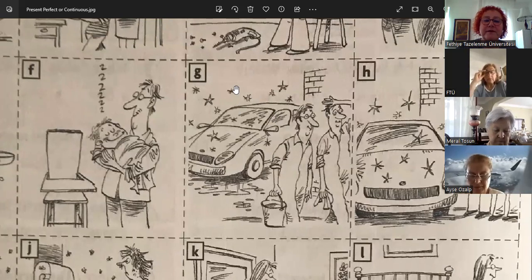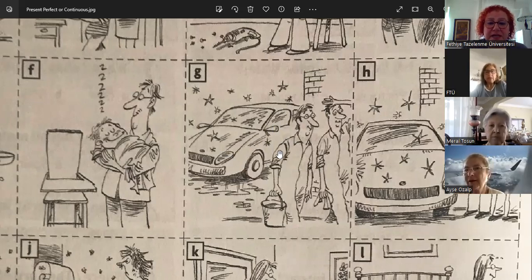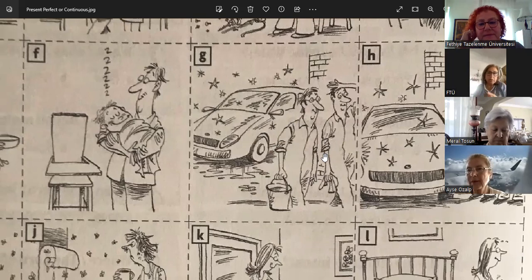Here in the picture, G and H. Which one is mission completed? They have cleaned the car. H. Picture H gives us, yeah, complete. They have washed or they have cleaned the car, but here they haven't finished cleaning the car yet. Değil mi? They are going to maybe continue cleaning the car, and maybe they are going to give themselves a little rest. Maybe they are tired, but the car is still dirty.